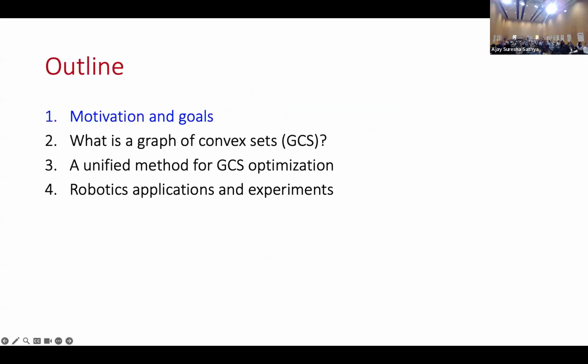This is the outline of my presentation. I will start with some motivation and goals. Then I will describe what these graphs of convex sets, GCS, are, and what kind of optimization problems we can formulate over GCS. Then I will present a unified optimization method for solving GCS-related problems. And then I will go through a variety of robotics applications.